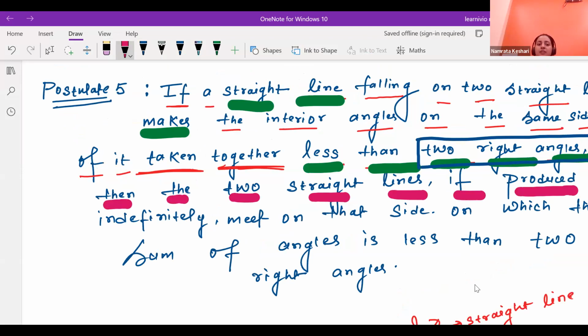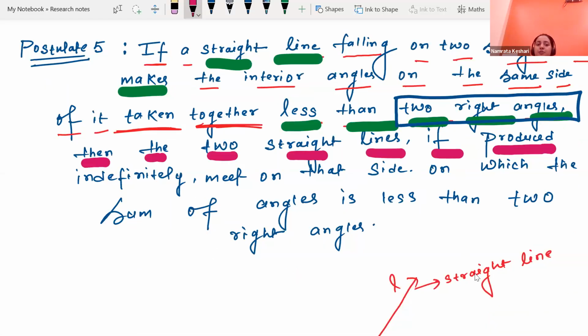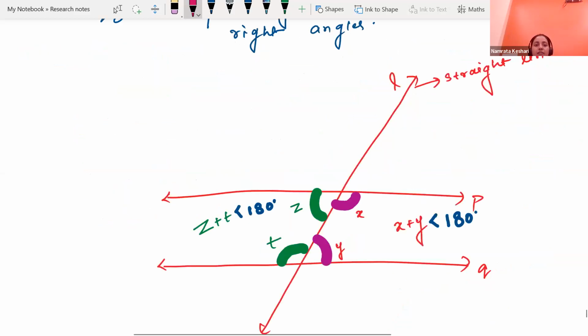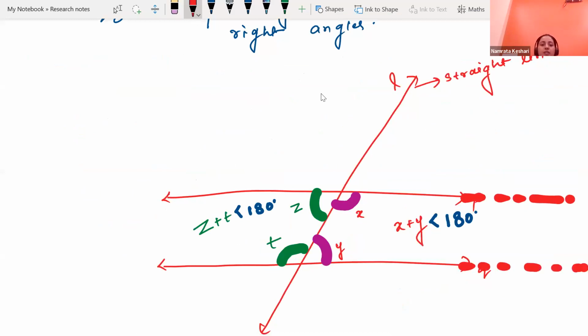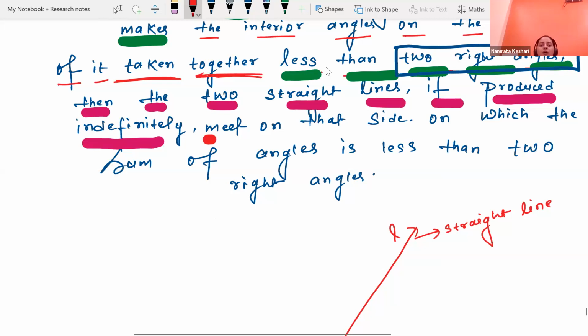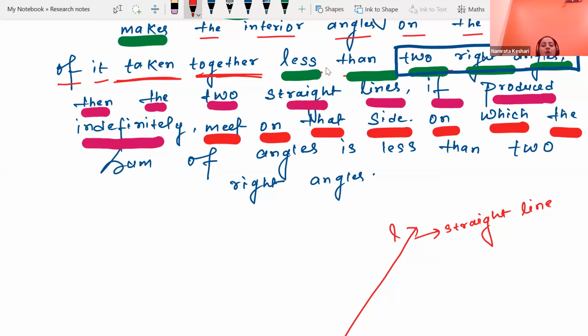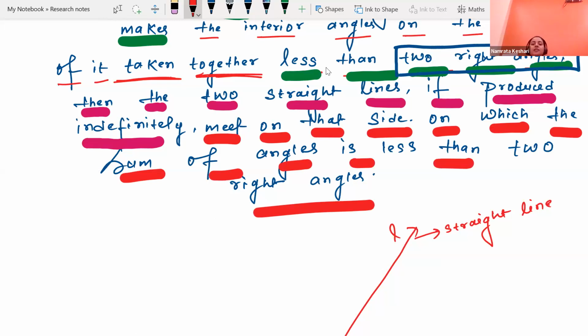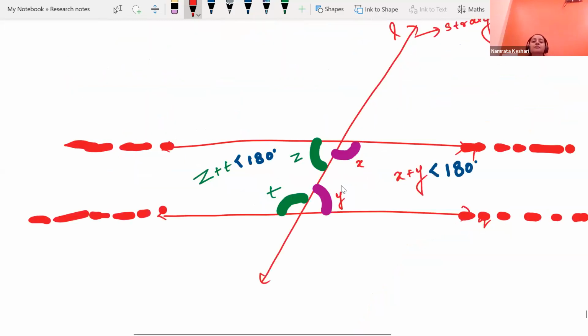It says that then the two straight lines, if produced indefinitely. Which two straight lines? The two straight lines we have taken initially, P and Q. If you produce them till infinity, what will you find? They meet on that side on which the sum of angles is less than 2 right angles. Now let me explain it completely.